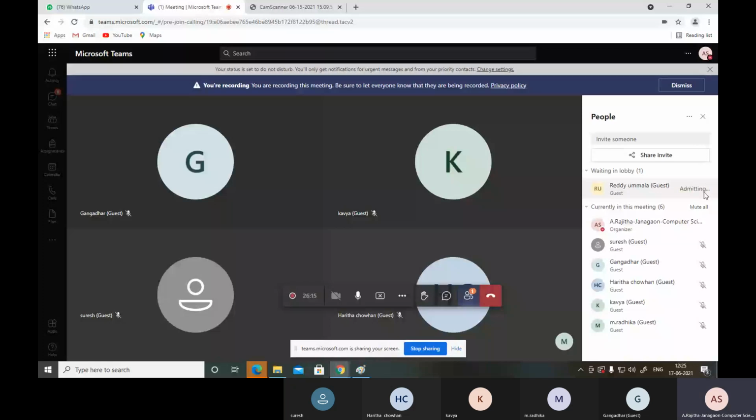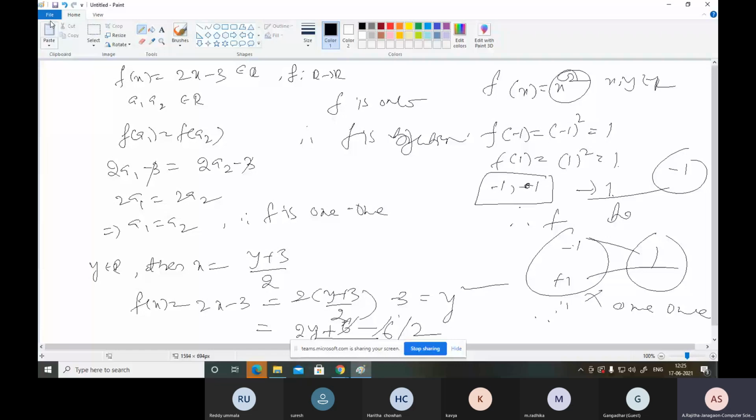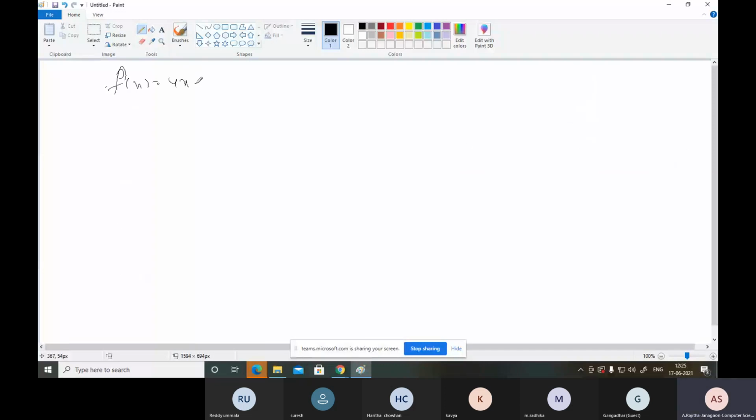Sometimes they ask questions like this: find the inverse function for the given function. Suppose the function is f of x equal to 4x plus 7. Here, f of x equal to y. Suppose you assume y equal to 4x plus 7. Now y minus 7 equal to 4x. Now x equal to y minus 7 by 4.